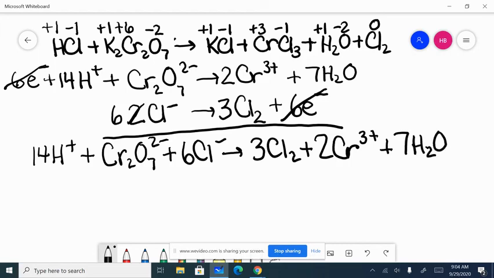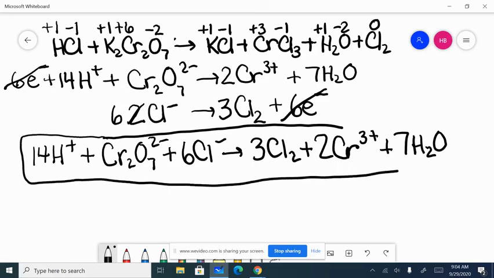This is the final answer. Don't worry about putting the spectator ions back in. Nobody cares. And if somebody asked you how many electrons are being exchanged in this particular problem, you would say 6.